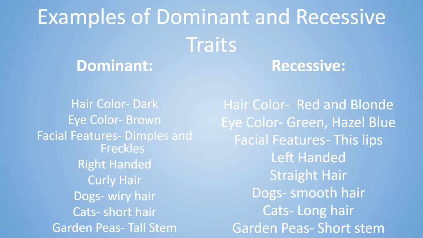Now, on the right-hand side, you have the recessive. In hair color, red or blonde hair is considered recessive. Eye color, green, hazel, or blue. Facial features, if you have thin lips, those are more recessive. Being left-handed is recessive. Having straight hair is a recessive trait. In dogs, having smooth hair. Cats, long hair. And in garden peas, having a short stem.